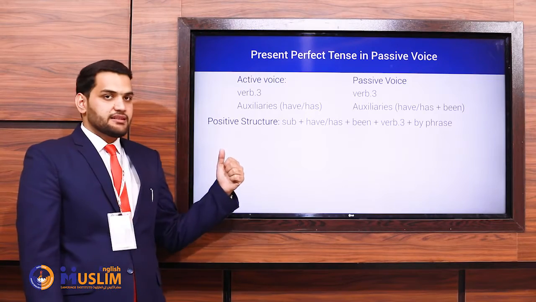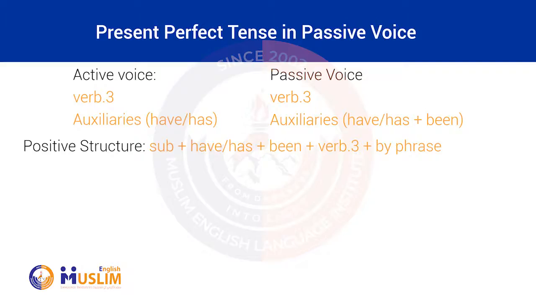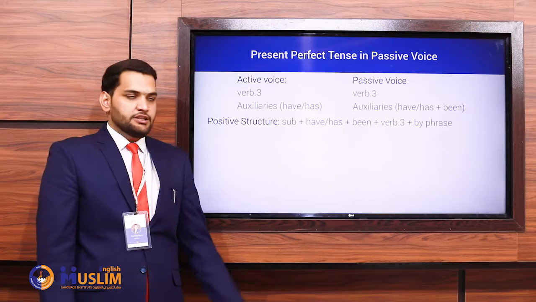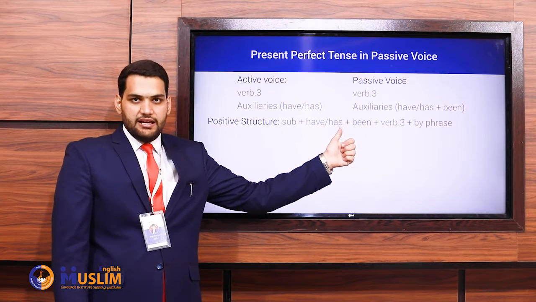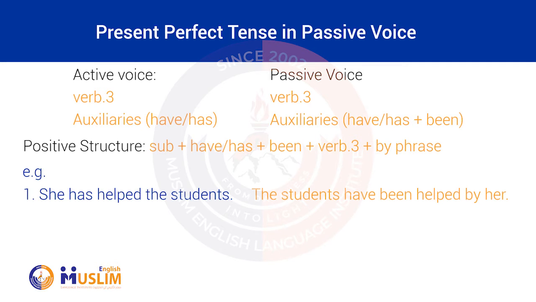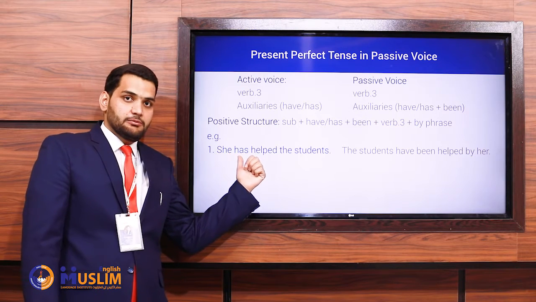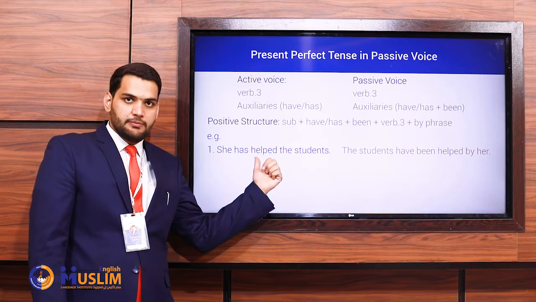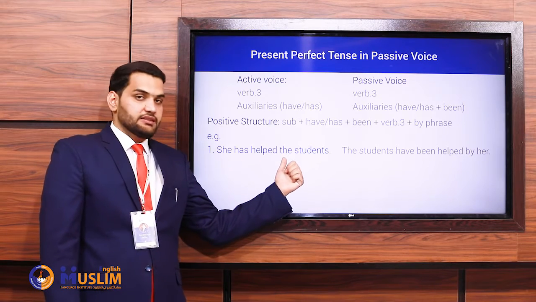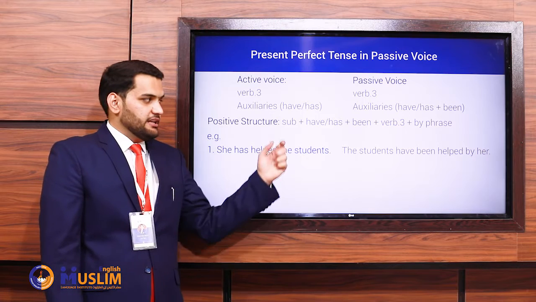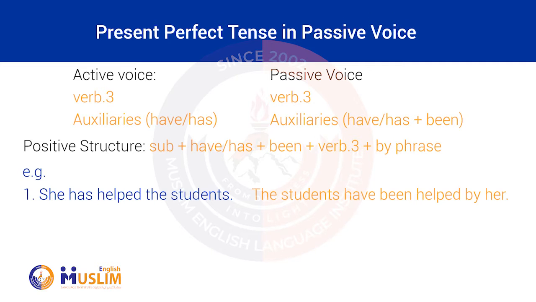Now let's talk about the positive structure first. That is, subject plus have or has plus been plus verb 3 plus by phrase. Do not forget been after have or has. For example, number 1, she has helped the students. In this sentence, she is the subject, has is the helping verb, helped is the main verb or the third form of the verb, and the students is the object. In passive voice, the sentence will be, the students have been helped by her.